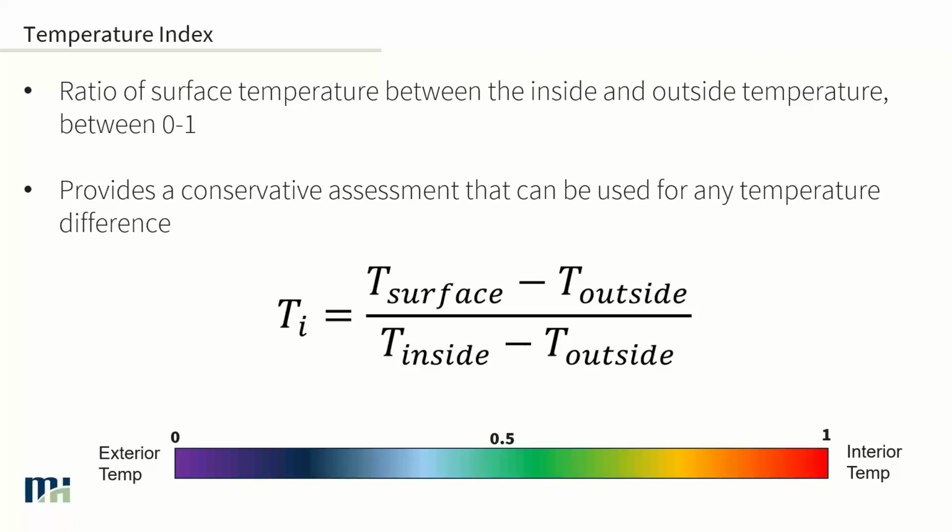So if we had, say, 20 degrees inside and 0 degrees outside, a temperature index of about 0.5, halfway in the middle, will be about 10 degrees. So that tells us what that surface temperature would be. Now, if you take that same system and say my exterior temperature is -20 degrees, with 20 inside, then our temperature index is still 0.5. It doesn't change, but now that surface temperature is at 0 instead of at 10. So that's how that system works.